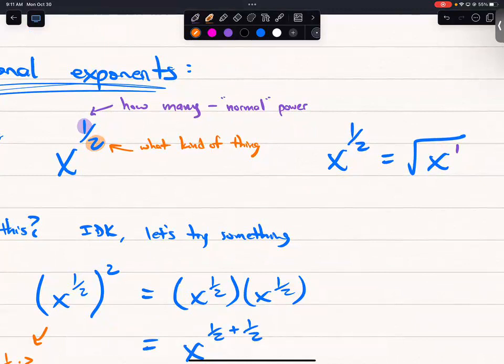The denominator, the what kind of thing part, that's how much you're breaking it up, right? A normal denominator in a normal fraction means you're dividing, breaking things up. In an exponent, that division becomes a root or a radical. So this 2 is the index, or the type.